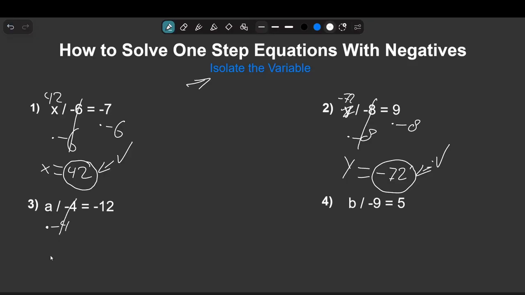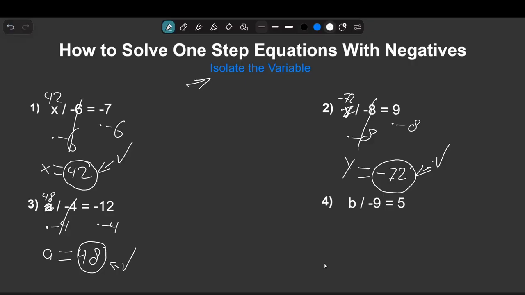This will cancel each other out, so we are just left with our variable. Now we're going to do it on the other side. So minus 12 multiplied by minus 4 will equal 48. This will be our final answer. Again, we can check this by plugging it in instead of the variable. So we get 48 divided by minus 4 will equal minus 12. So that tells us that this answer again is correct.